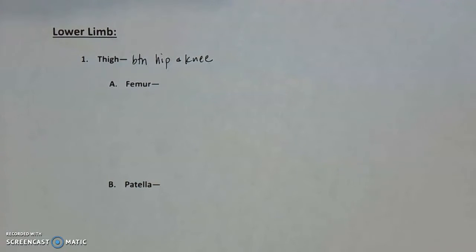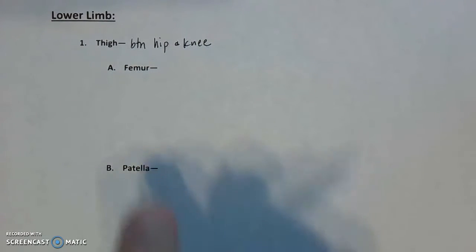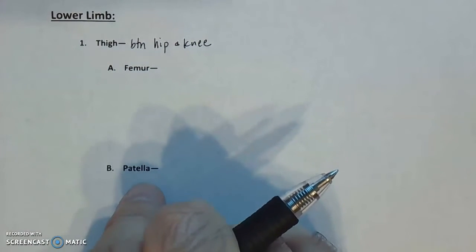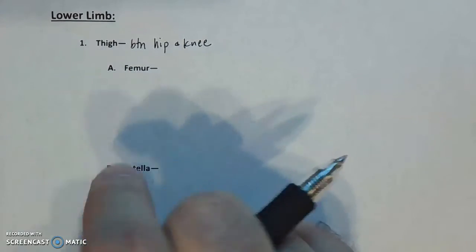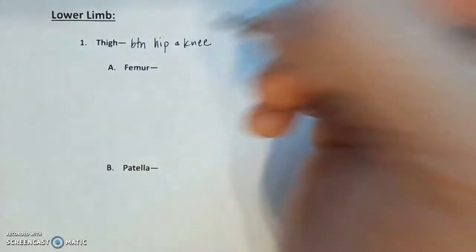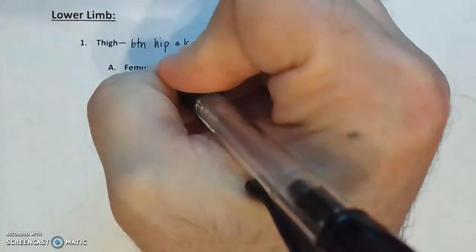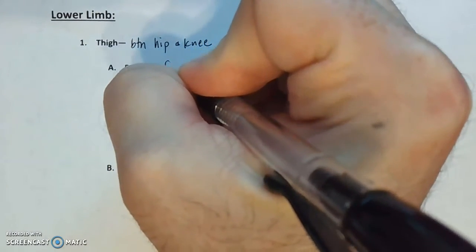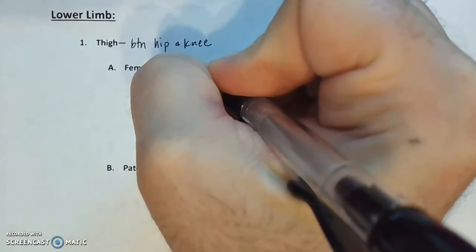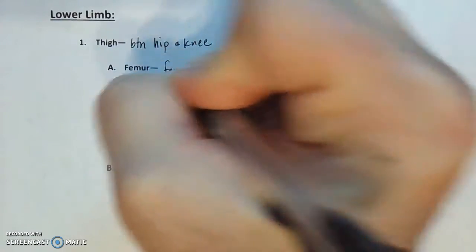And we have two bones that are common here, and that is the femur and the patella. So the femur is the largest long bone in the body. It is a weight-bearing bone, so it is rather large and it's thick. And we have a couple features that we're going to look on that. The first one is called the femoral head.